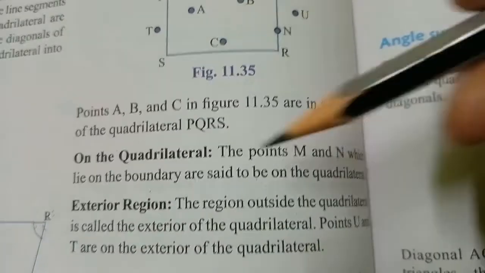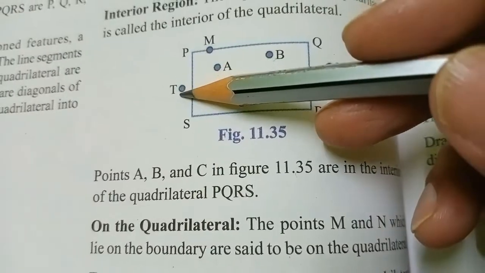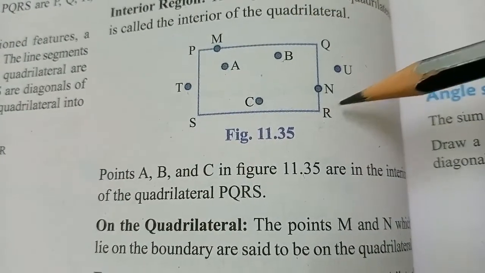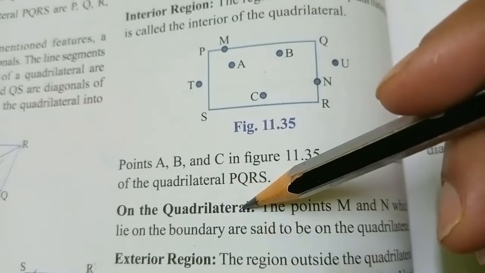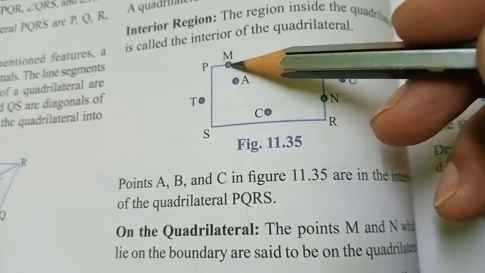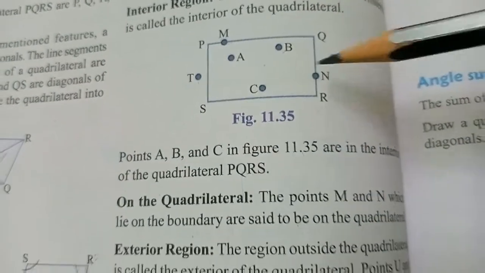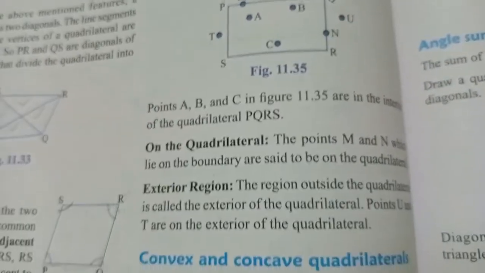And exterior means the outside part of the quadrilateral. So point T, point U are the outside part, and on the quadrilateral means the point on the line. Point M, point N are on the quadrilateral. These are the points which are on the quadrilateral. It's very easy.